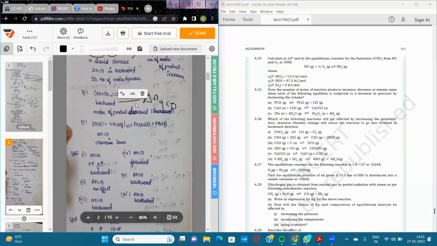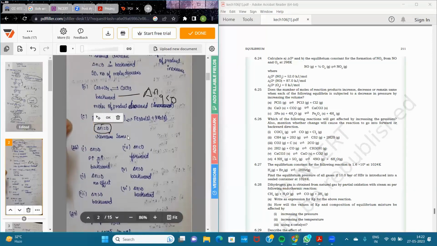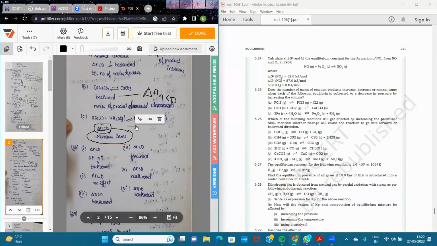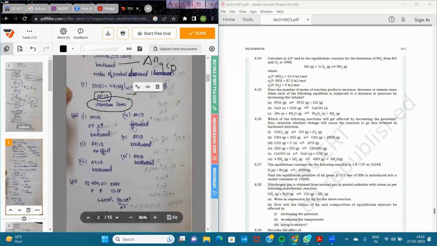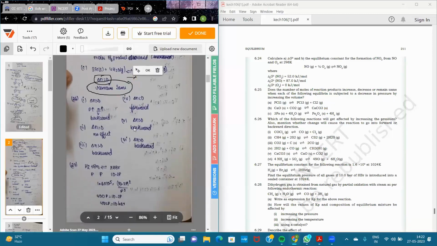The number of moles of reaction products will increase in this reaction as the reaction is proceeding in the forward direction. For the C part, delta Ng is 0. So there will be no effect of pressure for this reaction. The reaction remains as it is. It neither goes to the forward direction nor goes to the backward direction. So there is no effect of pressure on this reaction. Here, the number of moles of reaction product remains the same.